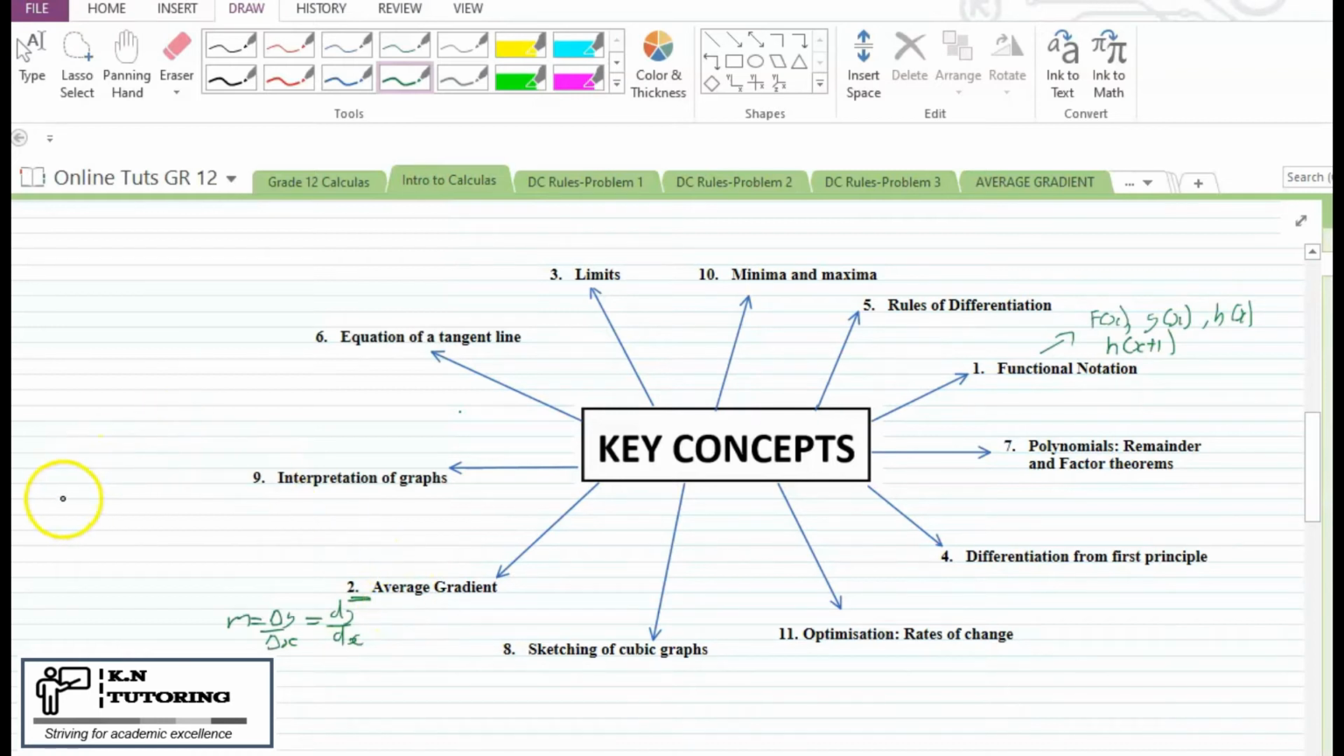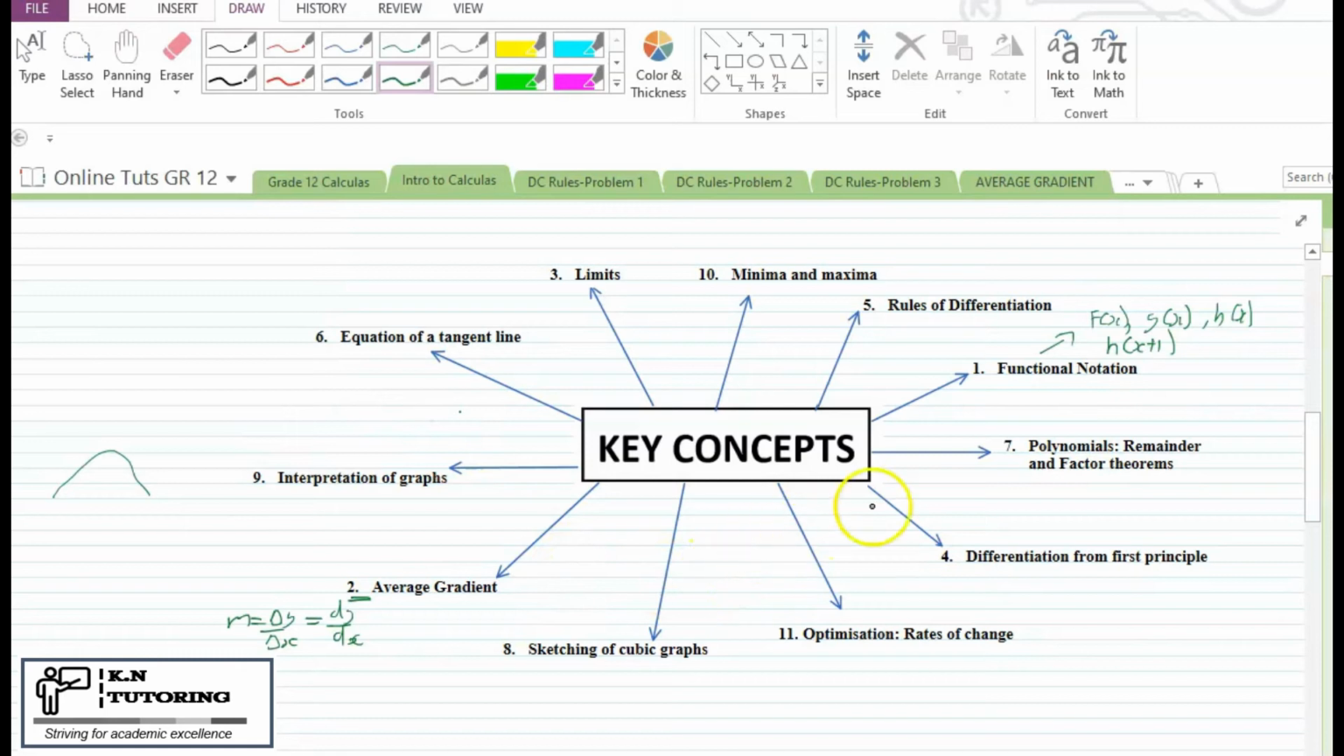Because in a curve, if you've got a curve like this, there's no way in which you can get a true gradient, because this curve is not constant. It keeps on changing gradient. So it's not straight, basically. So we're looking at an average or approximation gradient.